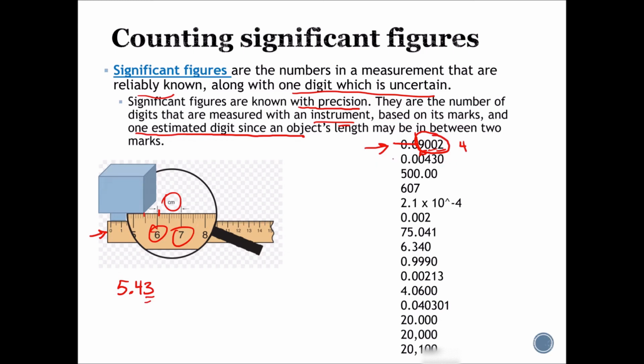Again, for the next one, you're not going to count any leading zeros. Those are just placeholders. This value is measured not to the tenths or the hundredths, but to the 100,000th place. So because this number is measured out to the 100,000th place, the 4, 3, and 0 are significant, meaning this value has 3 significant figures.